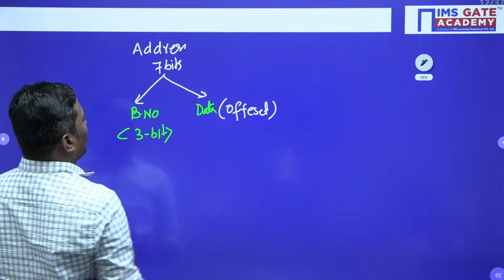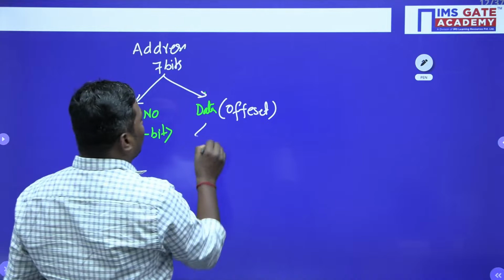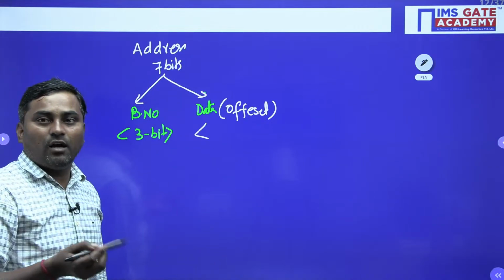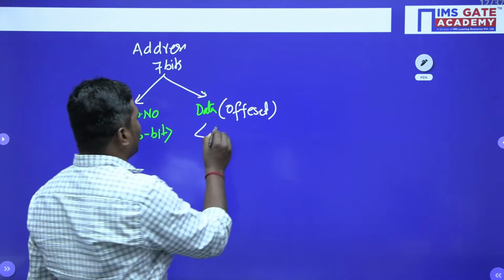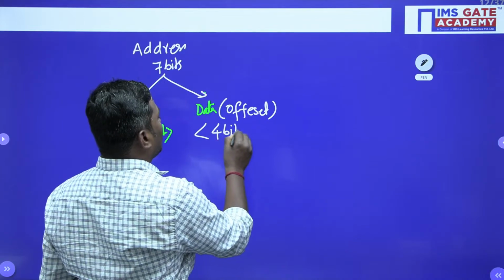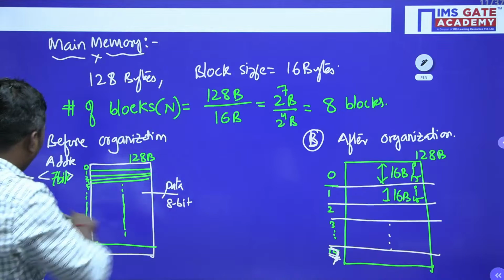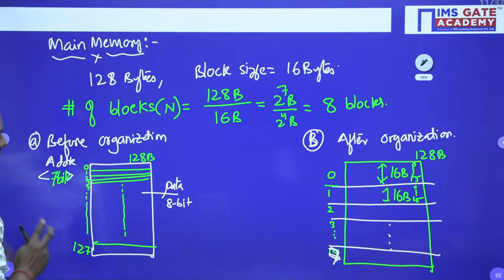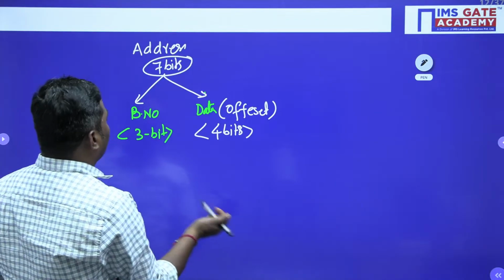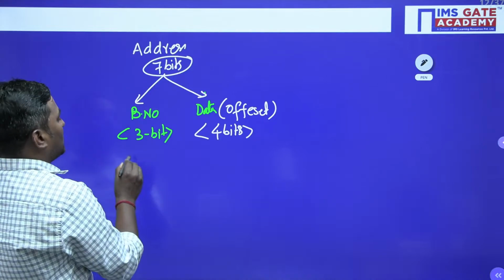3 bits required. Okay. So within one block, how many bytes are there? 16 bytes, nothing but 4 bits required. Understand? Now, with 7 bits of address, it was only a single address with which we could access. Now we made it into blocks. First of all, leftmost, please understand.